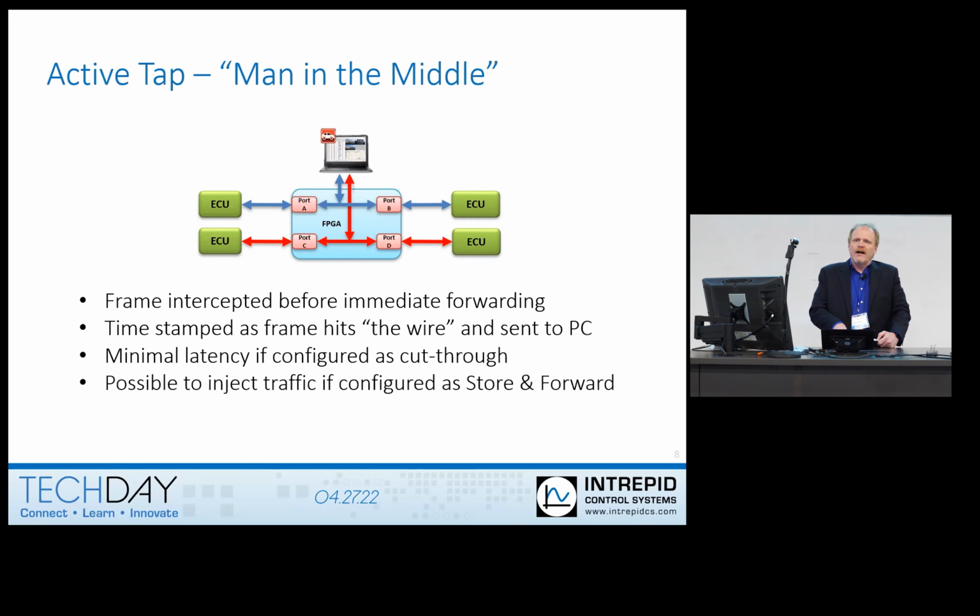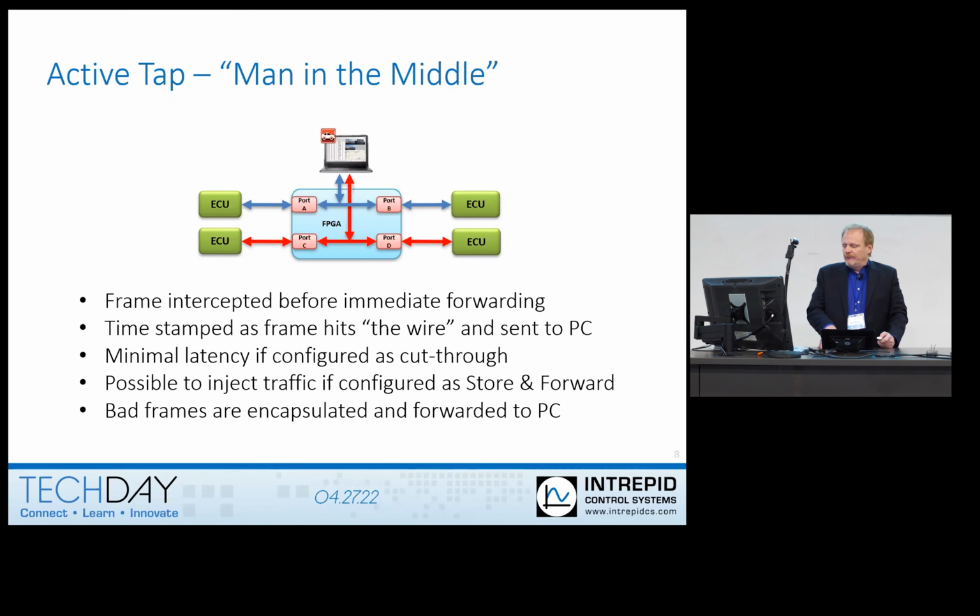You can also inject traffic with this. One thing you can't do with the switch is strategically inject traffic. You can send traffic into the switch from your computer, but the switch is really going to decide where that frame goes. You can't really force it. You can't inject it between two frames. And this is something you can do with an active tap, because you have control at the MAC level, down in the hardware in the FPGA.